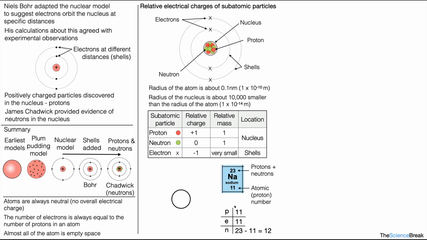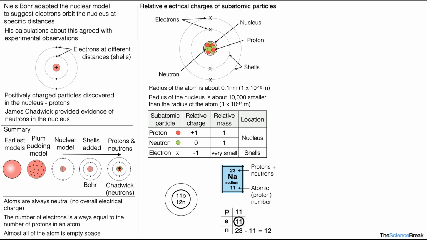Here's the nucleus. The number of protons in the nucleus is 11, so I'm not going to draw them out individually. I'm just going to write 11 protons. Then also in the nucleus is the neutrons, so we have 12 neutrons. And then in our shells, we can draw the electrons. We have 11 electrons to draw.